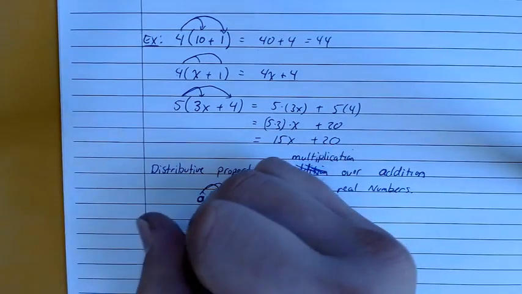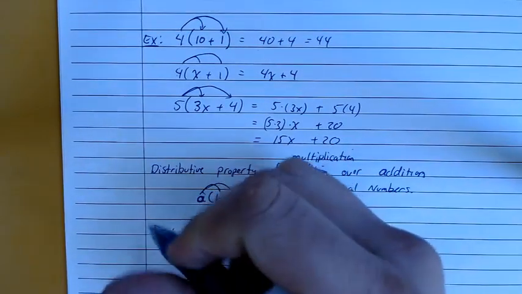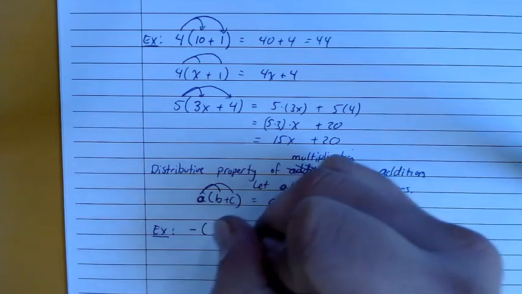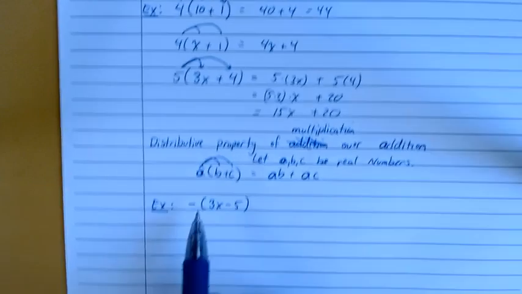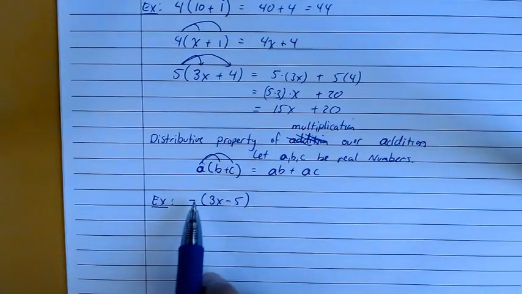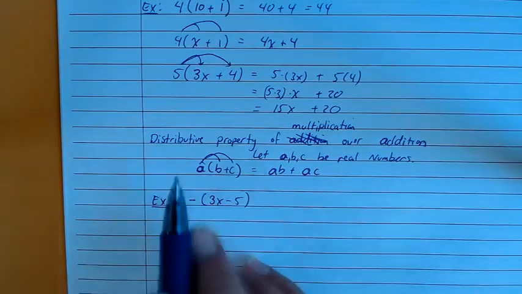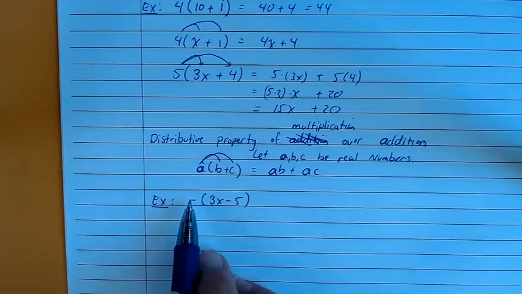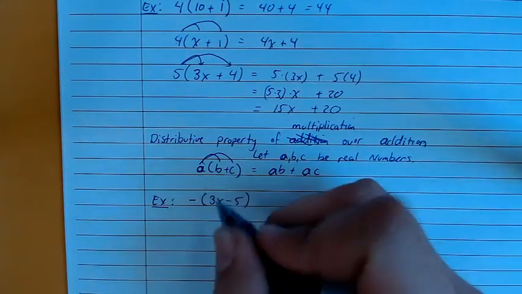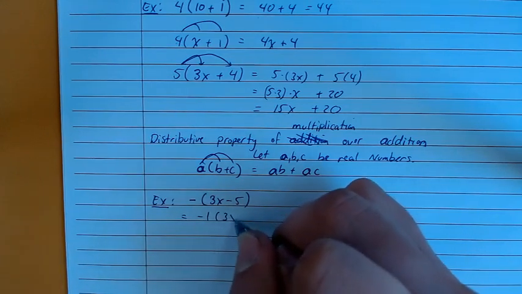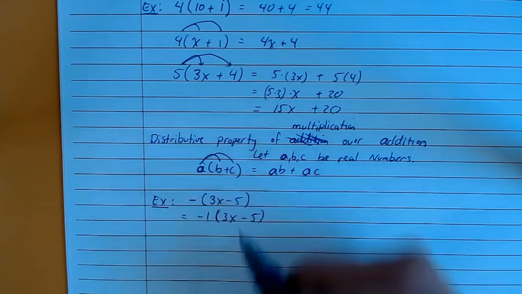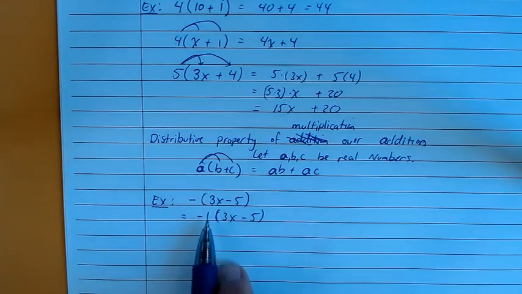For example, let's say I have negative 3x minus 5. Now here, this looks like you have, okay, well that's just a negative or a minus. How does that involve distribution? Well, think of the negative as being a negative 1. This is like saying negative 1 times 3x minus 5. And now it becomes apparent that, yeah, I can do the exact same thing.